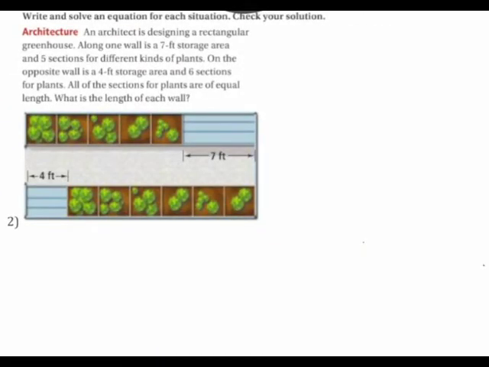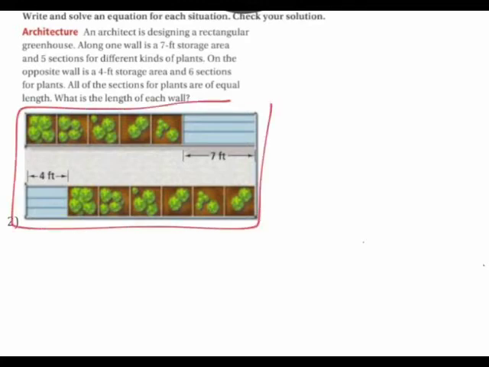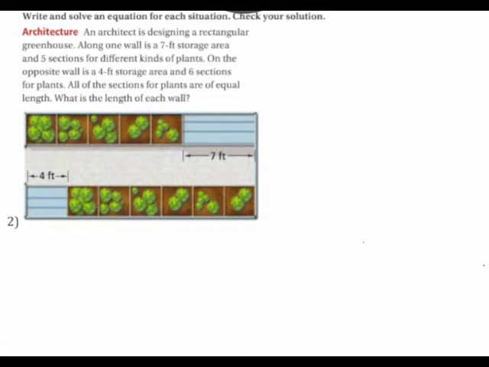Let's look at this next problem. Problem number 2. An architect is designing a rectangular greenhouse that looks kind of like this. Along one wall is a 7-foot storage area and 5 sections for different plants. 1, 2, 3, 4, 5. On the opposite wall is a 4-foot storage area and 6 sections for plants.